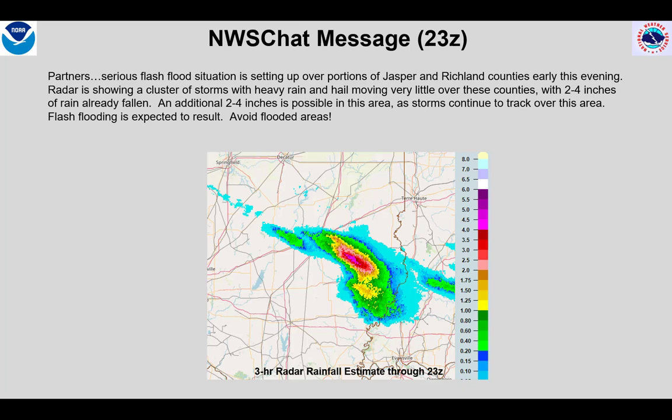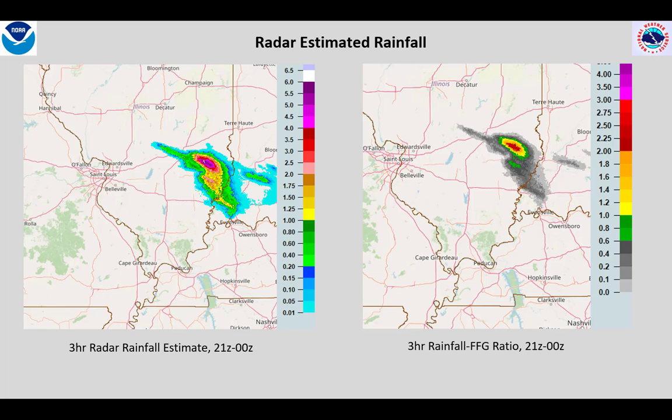Here's a quick NWS chat message I would send to partners in Jasper and Richland counties in southeast Illinois, focused on the developing flash flood situation. In Slack, I could also include the radar rainfall estimate, which I could also share on social media. I would likely send an update, at least hourly, focused on how the threat is evolving, and downscaling where impacts are most likely occurring. 3-hour radar rainfall estimates through 0Z reveal a small area of 3 to 6 inch 3-hour rainfalls, at least double flash flood guidance.